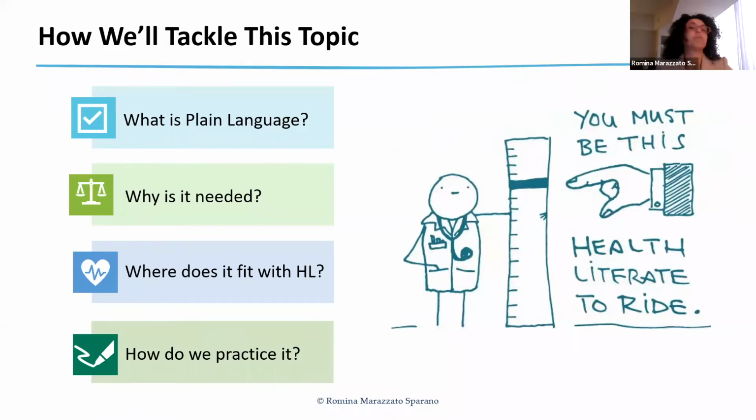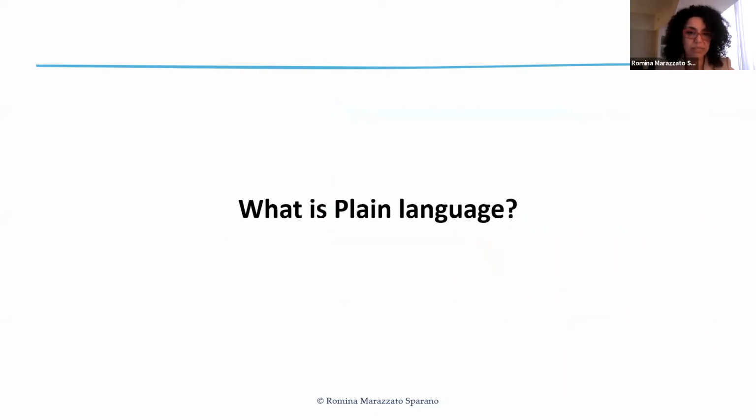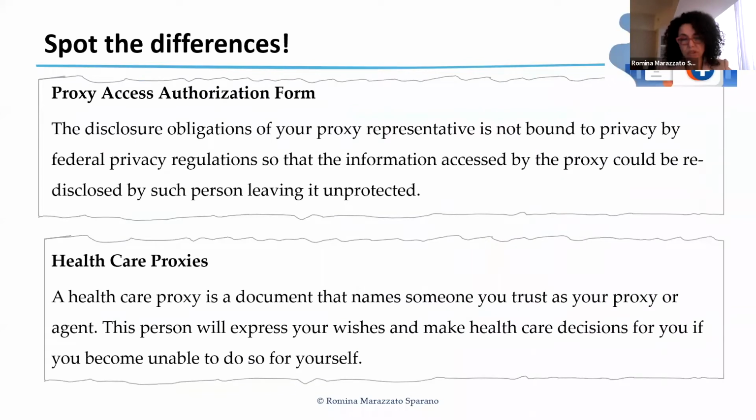Today, we're going to talk about plain language, why plain language is needed, how it fits in health literacy, and how you can put it to practice. So first and foremost, what is plain language?